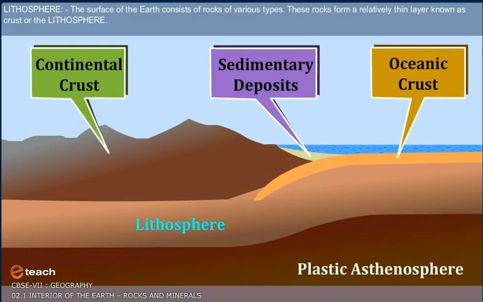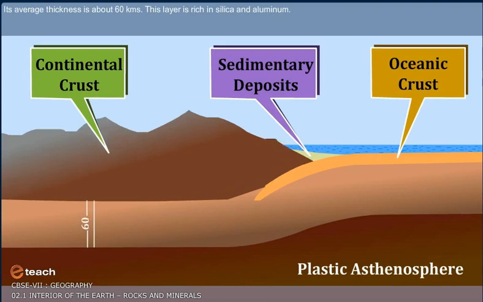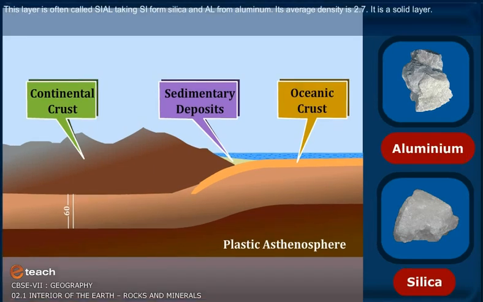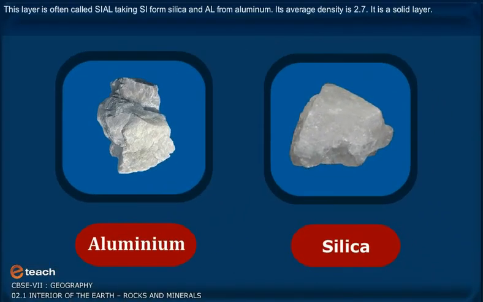Lithosphere. The surface of the earth consists of rocks of various types. These rocks form a relatively thin layer known as crust or the lithosphere. Its average thickness is about 60 kilometers. This layer is rich in silica and aluminium. This layer is often called Sial, taking Si from silica and Al from aluminium. Its average density is 2.7. It is a solid layer.